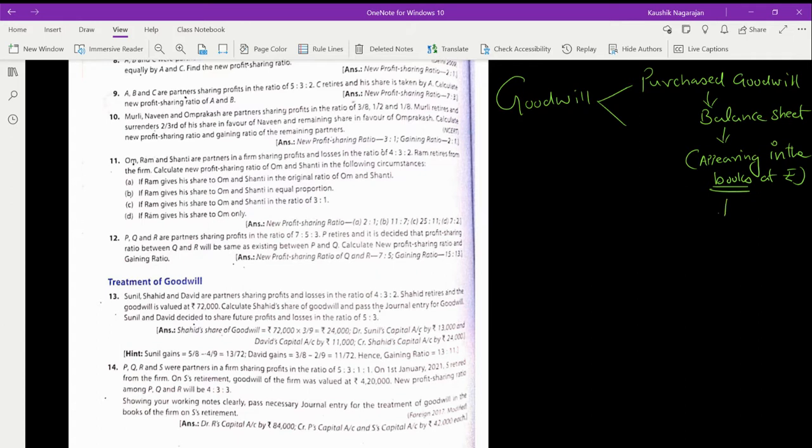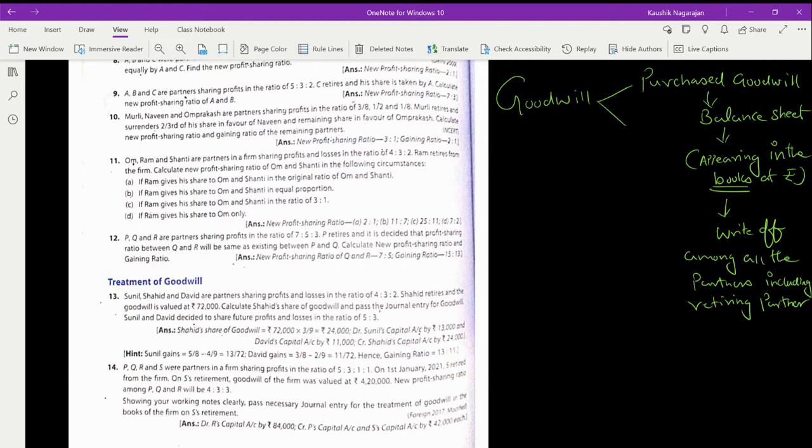Now, what is the accounting treatment? The accounting treatment is to write off among all the partners, including the retiring partner. Got it? Including the retiring partner. This is what purchased goodwill is all about.